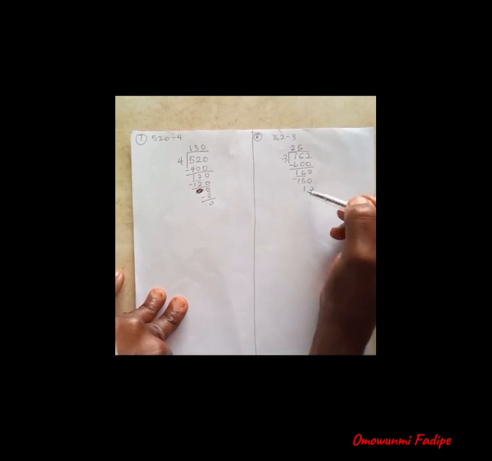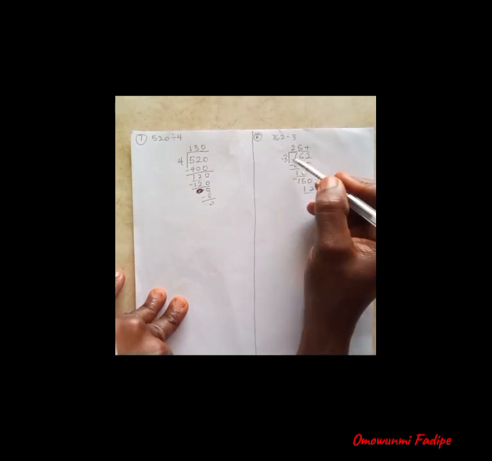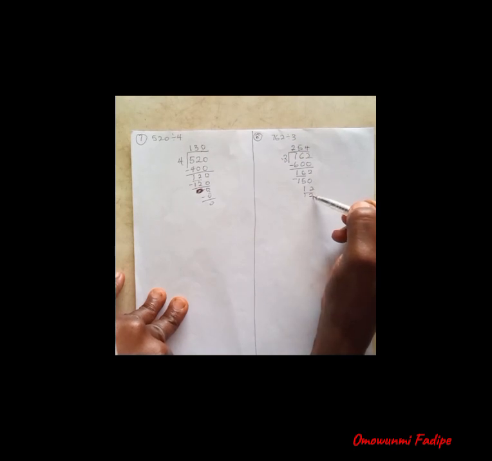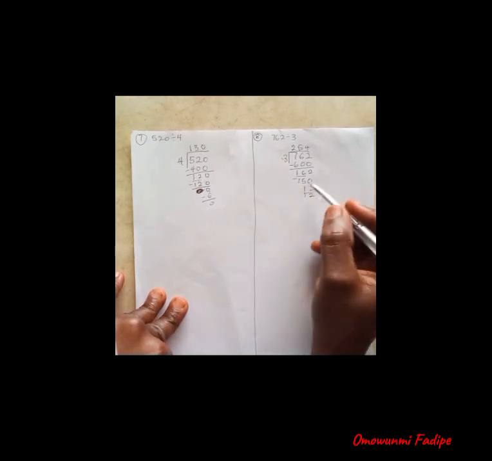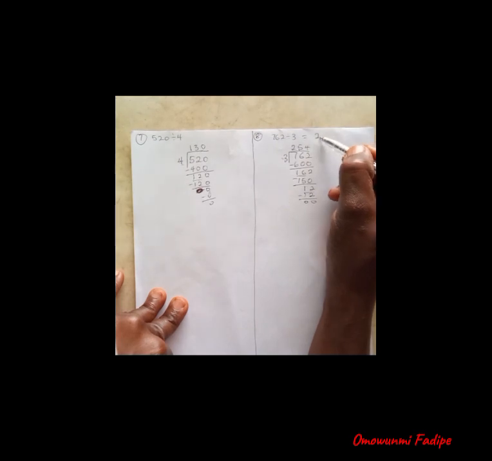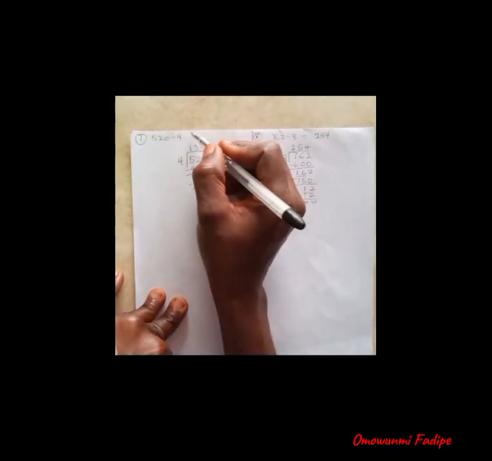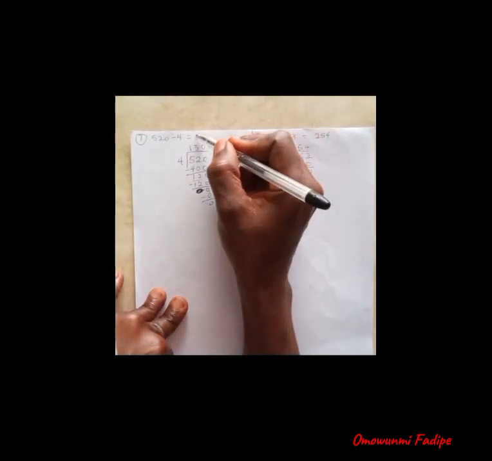It's a remainder, so we are going to join it together. How many are we going to see in 12? 4. 4 times 3, 12. So we subtract it also. It will give us 0, 0. That's our answer. Our answer for this one is 762 divided by 3 is 254. Why? This one is equal to 130.